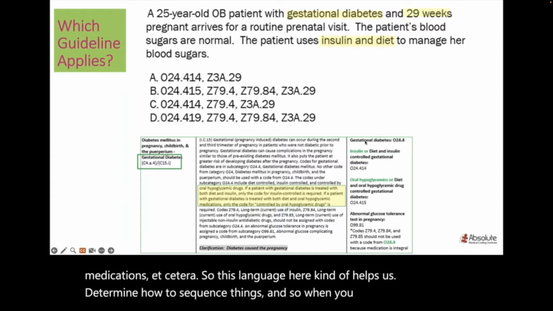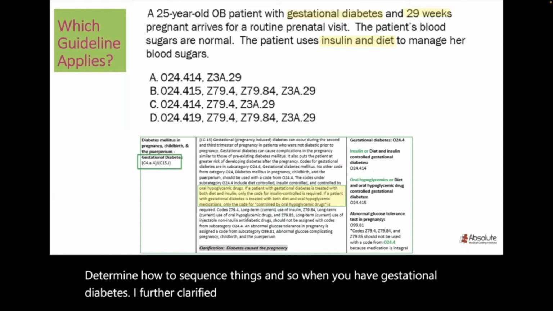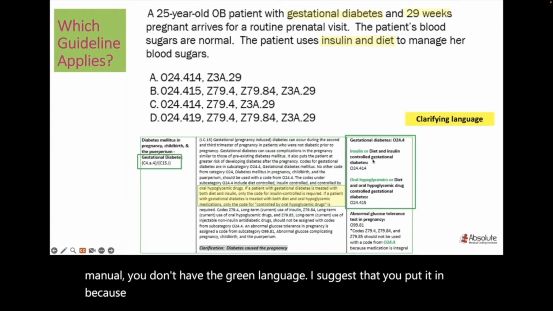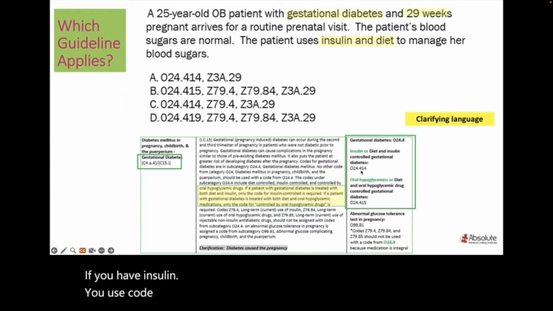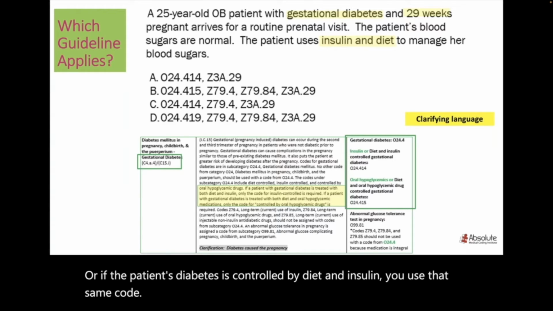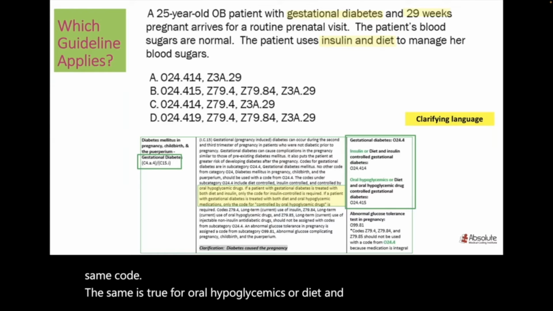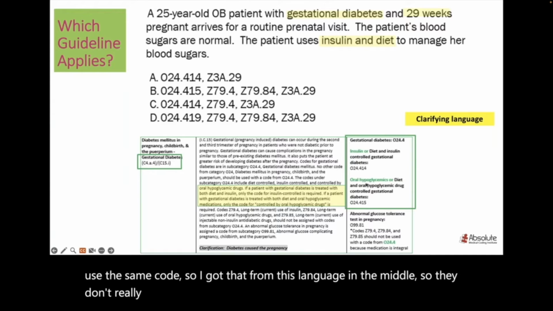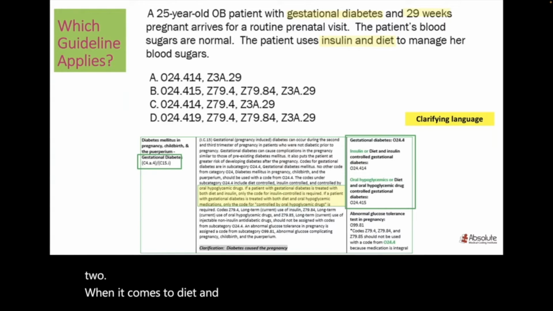And so when you have gestational diabetes, I further clarified the MCG manual. So if you have an MCG manual and you don't have the green language, I suggest that you put it in because I think it clarifies it a little more. Here's why. If you have insulin, you use code O24.414. Or if the patient's diabetes is controlled by diet and insulin, you use that same code. The same is true for oral hypoglycemics or diet and oral hypoglycemics. They use the same code. I got that from this language in the middle. So they don't really code when a patient is using both, they code the higher of the two when it comes to diet and insulin or diet and hypoglycemics. So if you want to change your language, go right ahead.